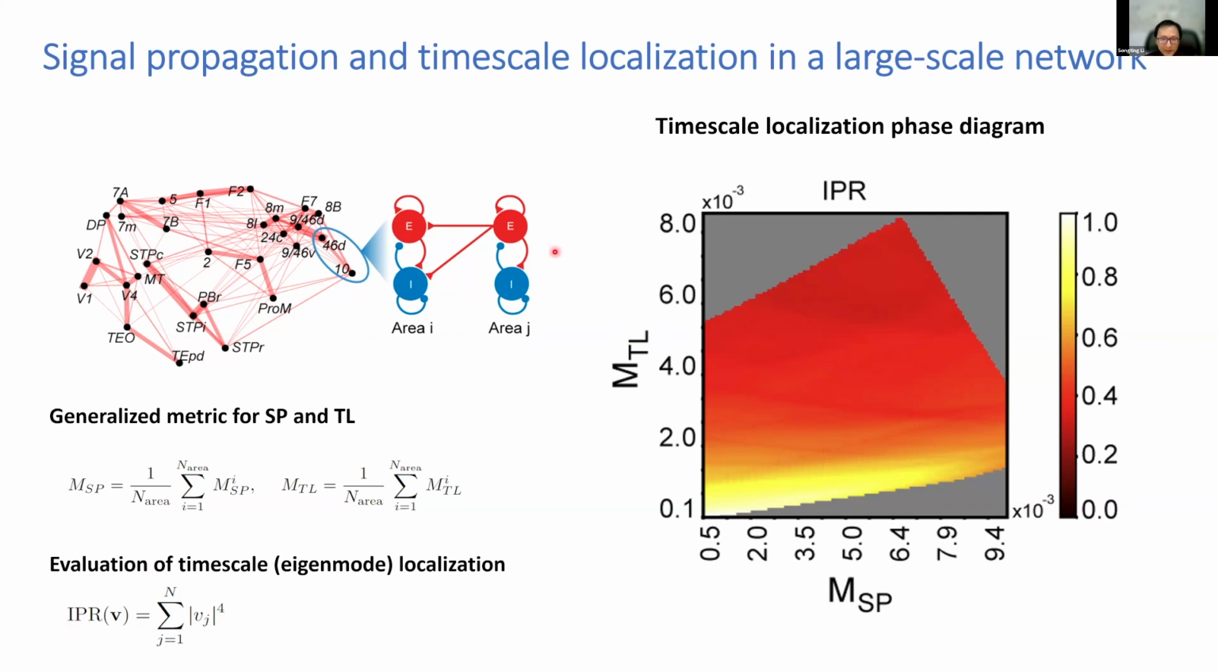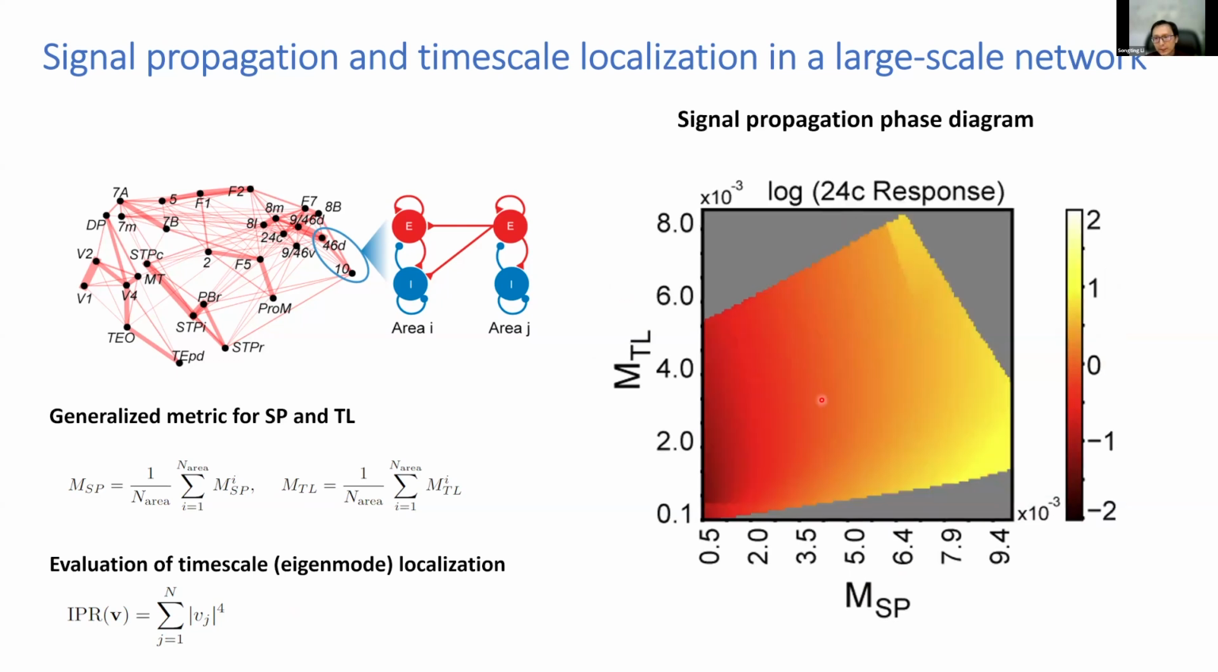We scan the parameters of the model, and for each parameter set, we can compute one MSP value and one MTL value. Meanwhile, we can compute its eigenmodes and the IPR to see the eigen timescale localization ability. And we can see that timescale localization is indeed mostly dependent on MTL, but not MSP, because once MTL is fixed, if you look horizontally, this IPR is almost a constant value.